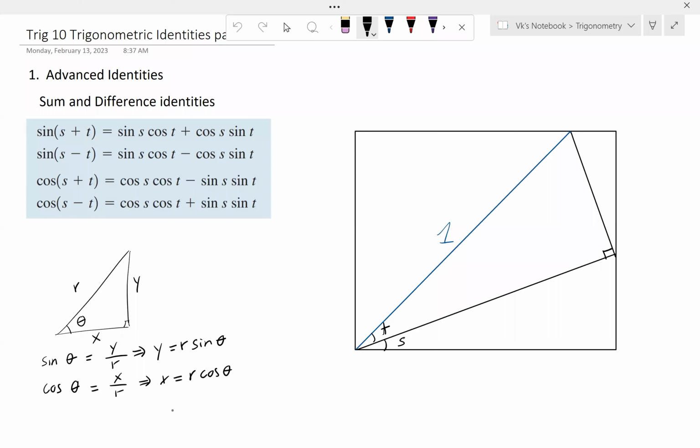Adjacent side is cosine t. Opposite is sine t.